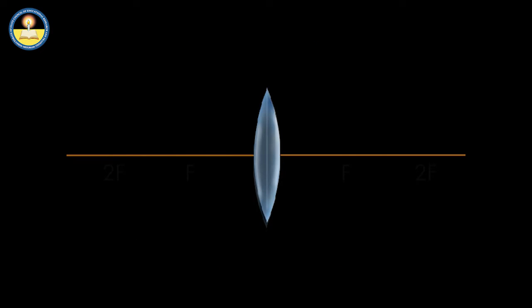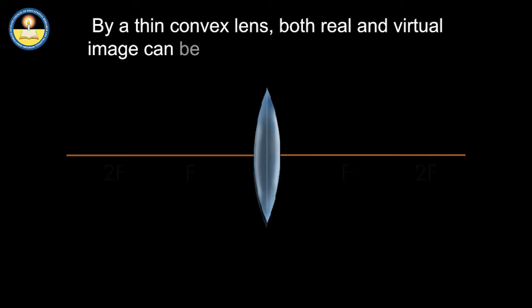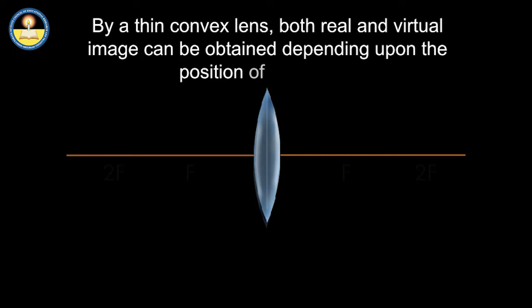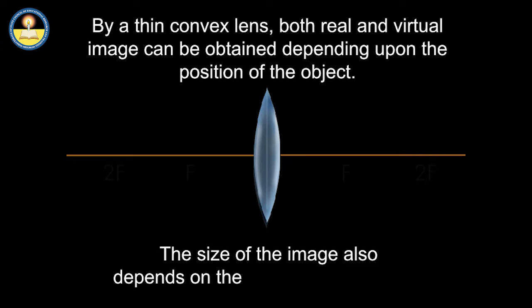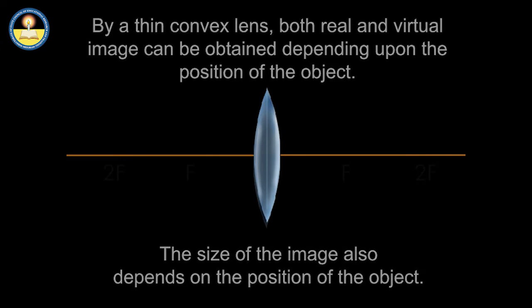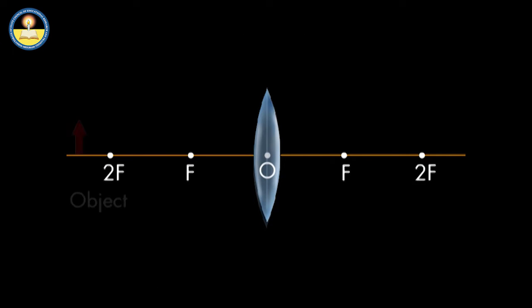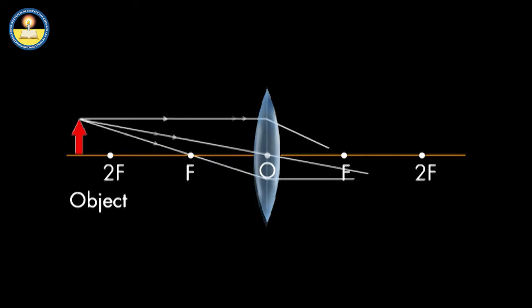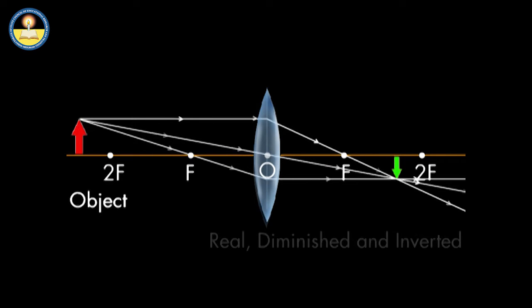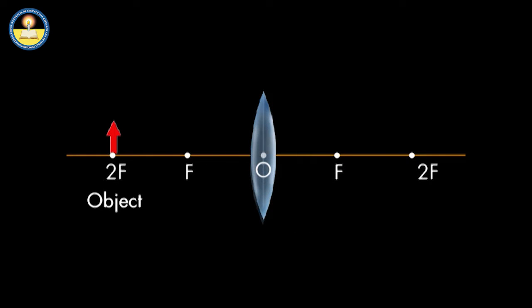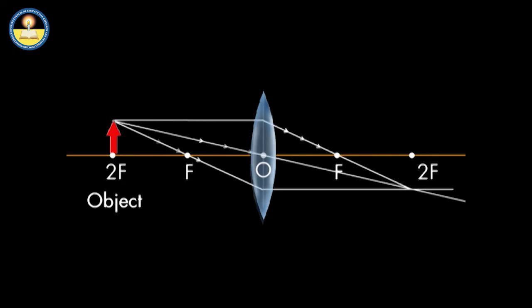However, in case of a thin convex lens, both real and virtual image can be obtained depending upon the position of the object. The size of the image also depends on the position of the object. A real, inverted and diminished image is obtained when the object is placed at a distance more than twice its focal length. And the size of the image becomes same as that of the object when it is placed exactly at a distance of twice the focal length.